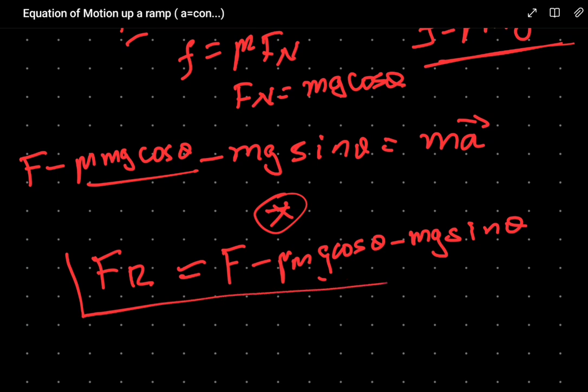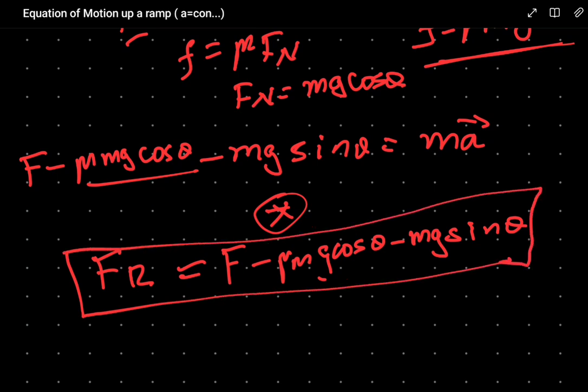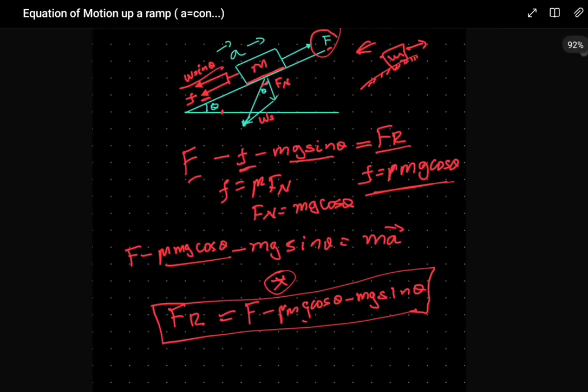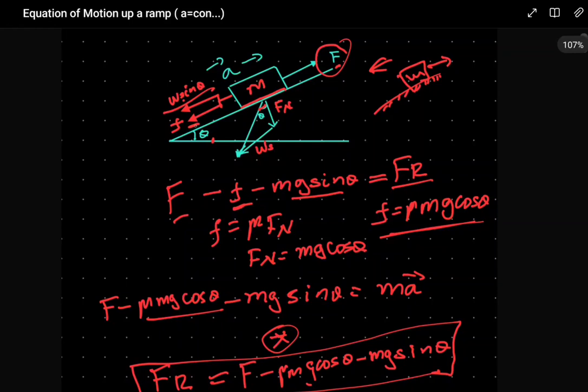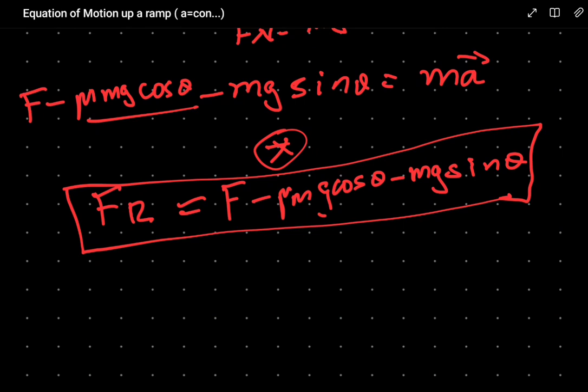You applied this to calculate the resultant force, meaning the net force up the ramp. The forces acting here are the weight component mg sine theta, the frictional force downward, and the applied force upward. The difference between the applied force and these two forces gives you the resultant force. Let us see things in detail.